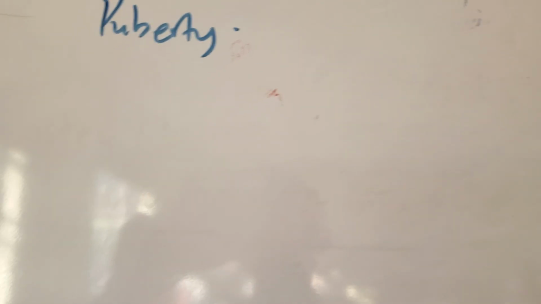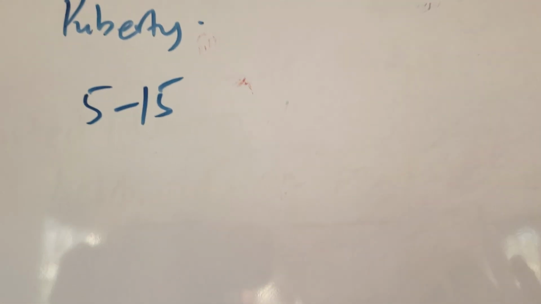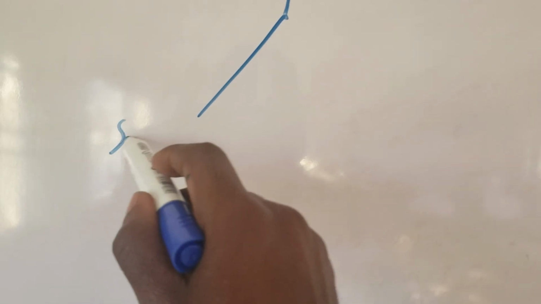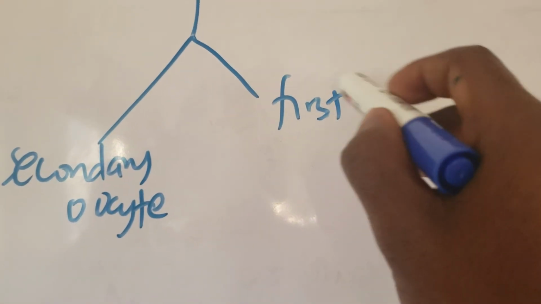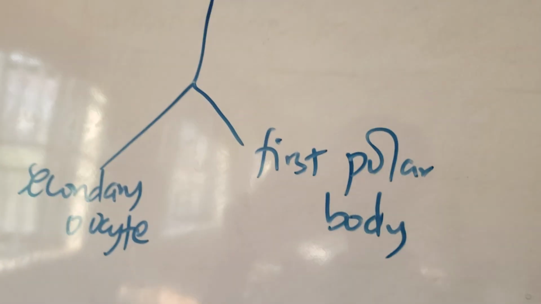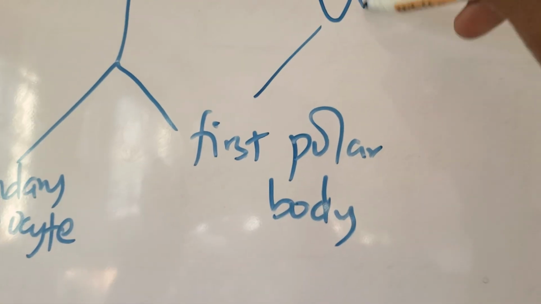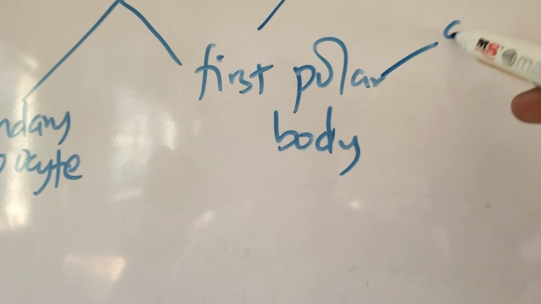So after reaching puberty, these primary oocytes, actually they're always like 5 to 15, begin maturation with each ovarian cycle, and usually one of these reaches the full cycle, forming a secondary oocyte and the first polar body. The reason we form polar bodies is that this division is always unequal. And the first polar body degenerates.